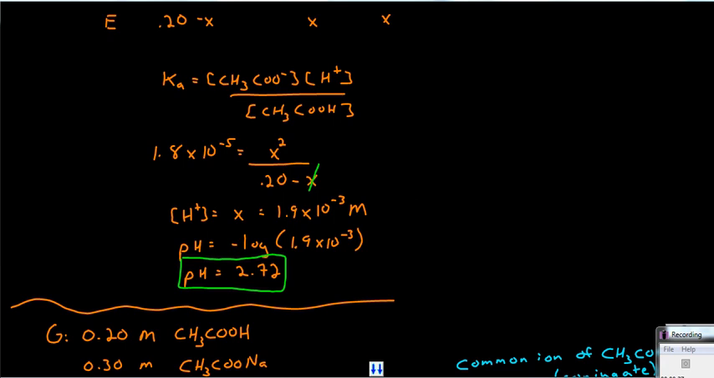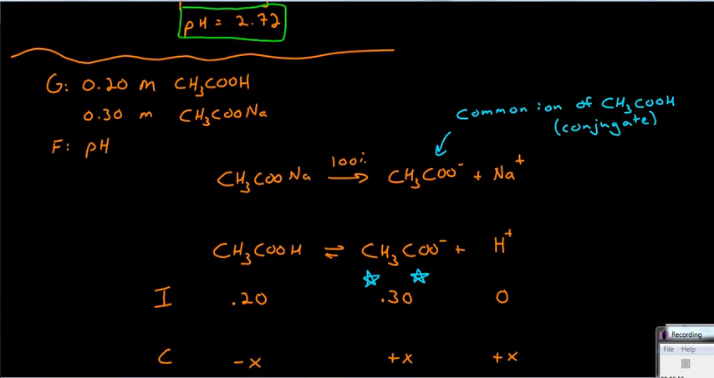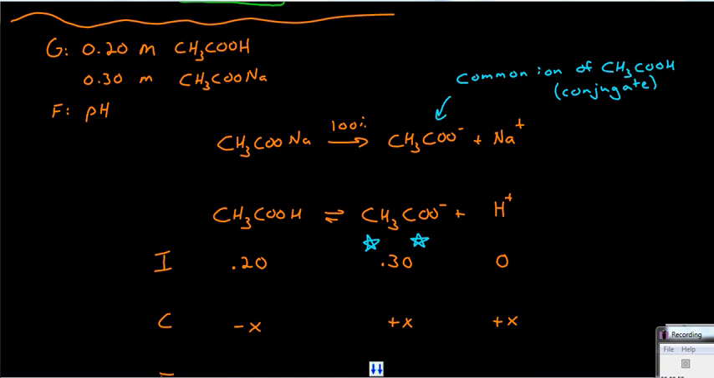But what if you edit this problem by adding that there's also 0.30 molar sodium acetate present? Now, sodium acetate dissolves in water 100% to give acetate and sodium. Sodium, of course, we know doesn't react with water. It has no effect. It's going to be just a spectator ion in all of our calculations, so we can ignore it from here.